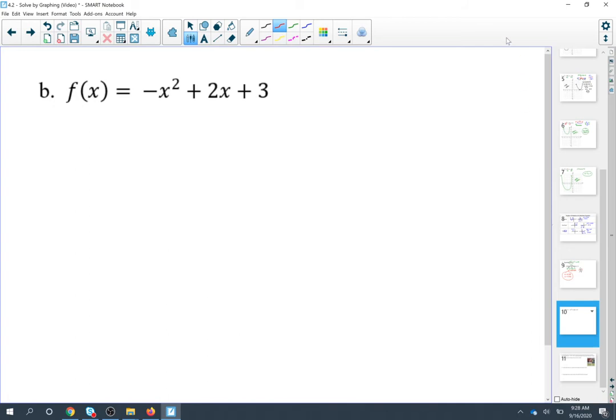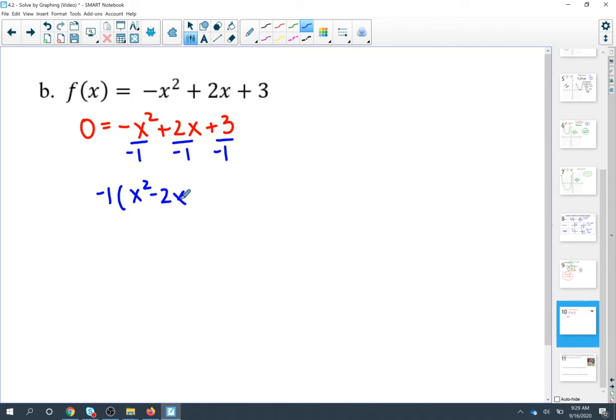Letter B, f of x equals negative x squared plus 2x plus 3. So if I'm finding zeros, I'm going to substitute a 0 in for my y value, or my f of x, negative x squared plus 2x plus 3. Now, before I use my calculator, I'm going to try to solve this by hand and see what happens. So if I'm going to factor, the first thing I'm going to do, I'm going to factor out a negative 1, which will leave me with x squared minus 2x minus 3. Let's see if this will factor.